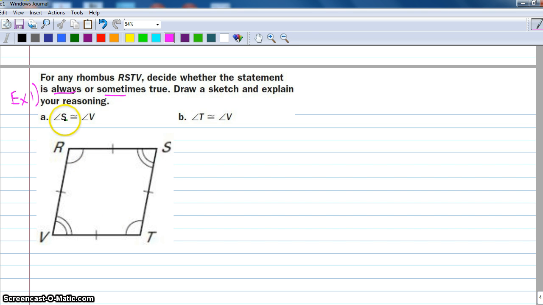It says angle S is congruent to angle V. S is here, V is here. Well, they're opposite angles. They have to always be congruent. If not, it's not a rhombus. So yeah, always.